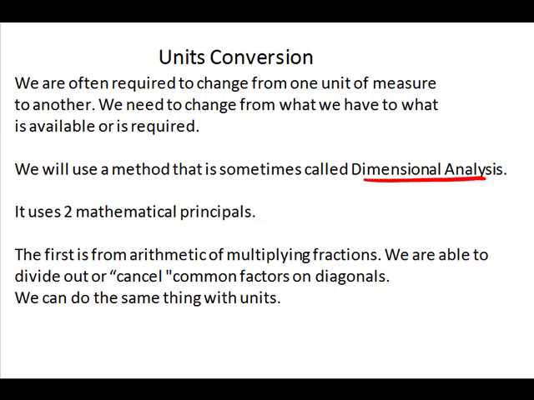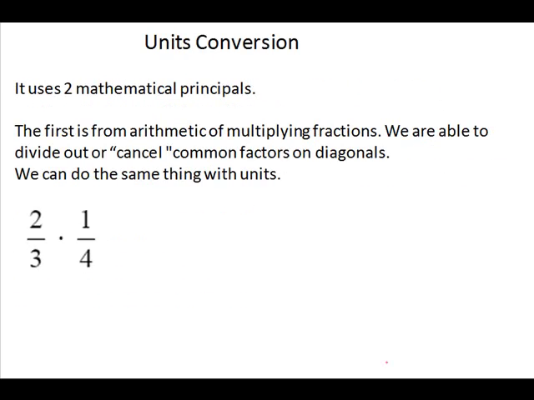The first is from arithmetic of multiplying fractions. We are able to divide out or cancel common factors on diagonals. We can do the same thing with units. Let's look back at a multiplication problem from fractions. Remember, we can cancel on these diagonals if we have any common factor.